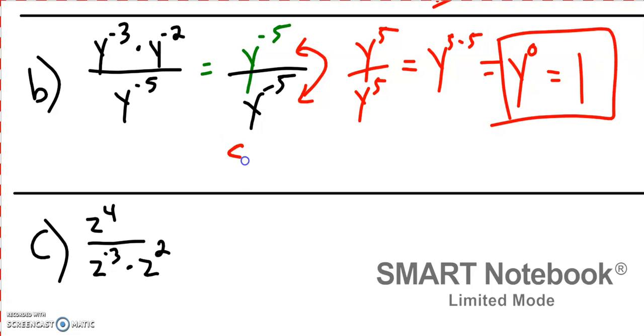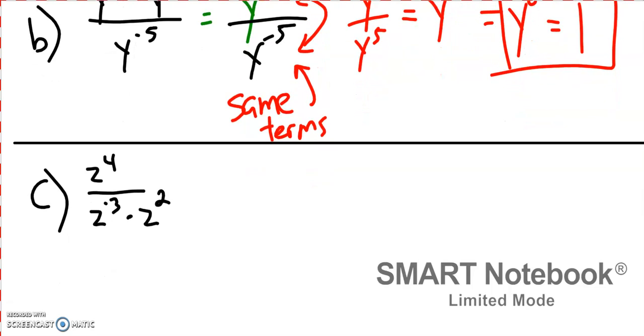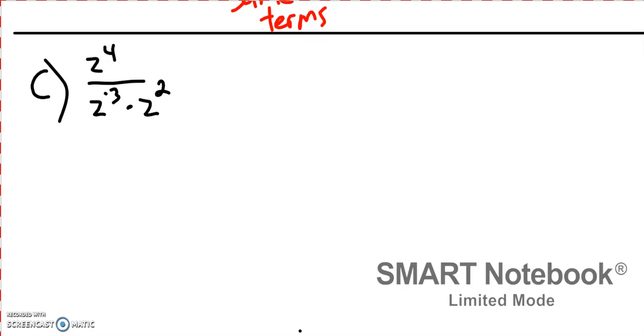Again, you could also say these are the same terms up here. If that rings a bell, go for it. If not, you can still apply the properties.